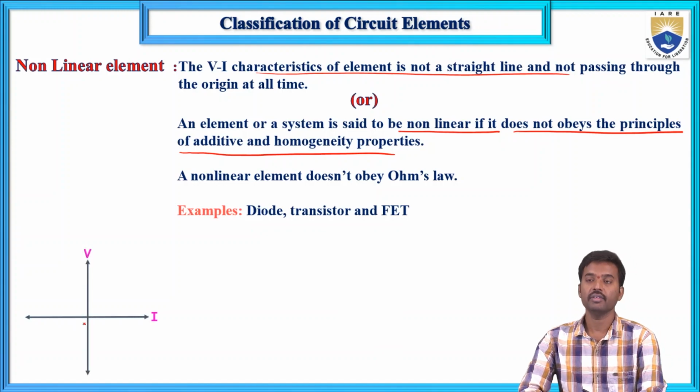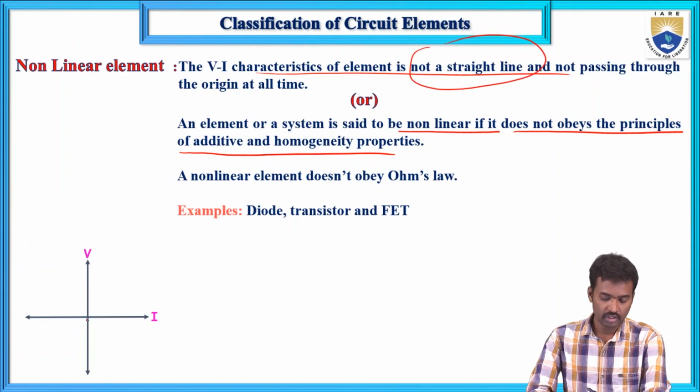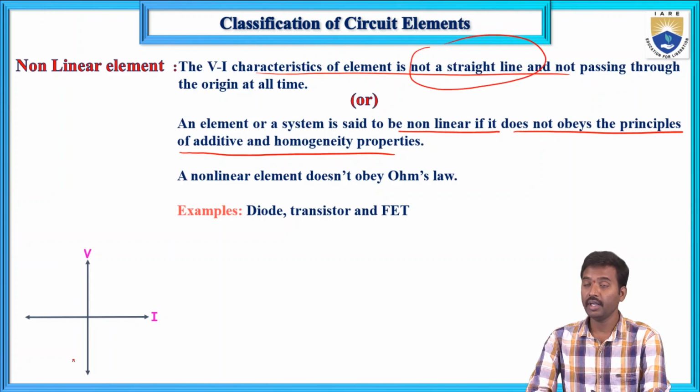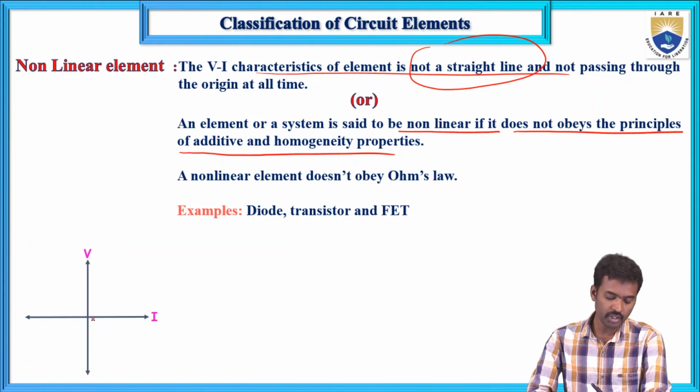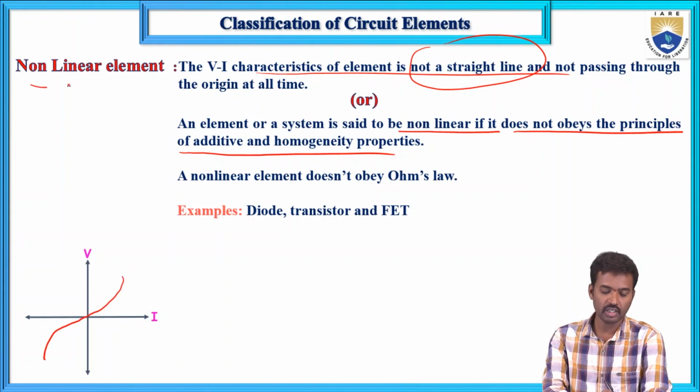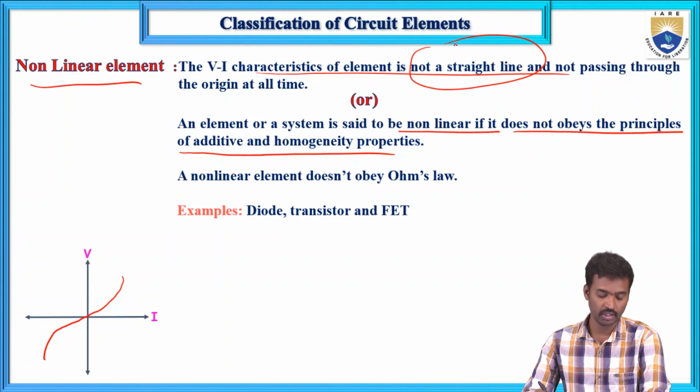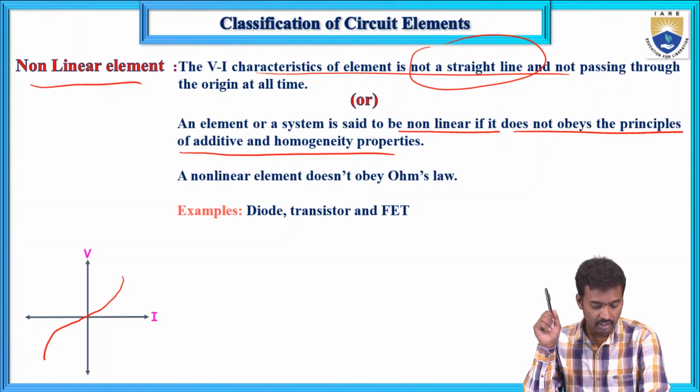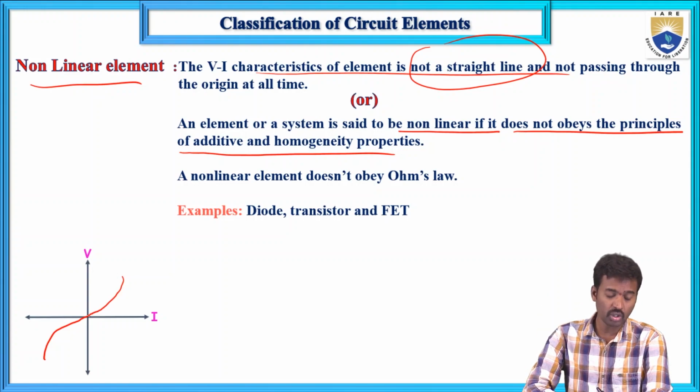And here the first case, which is not a straight line. Suppose this is a straight line but passing through the origin, this is a non-linear element, not a linear element. So what is the condition for a linear element? The characteristics must be a straight line and must be passing through the origin, but here it is passing through the origin but is not a straight line.